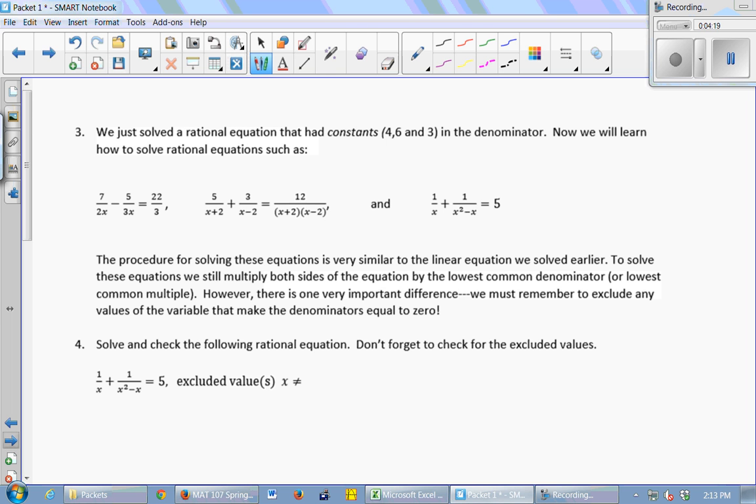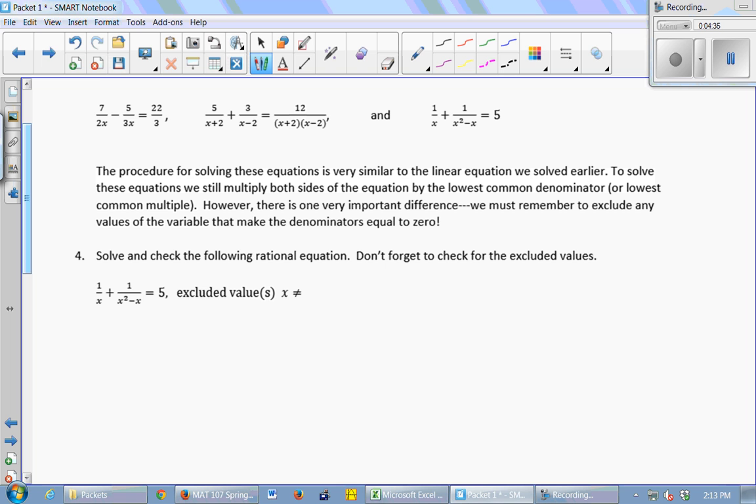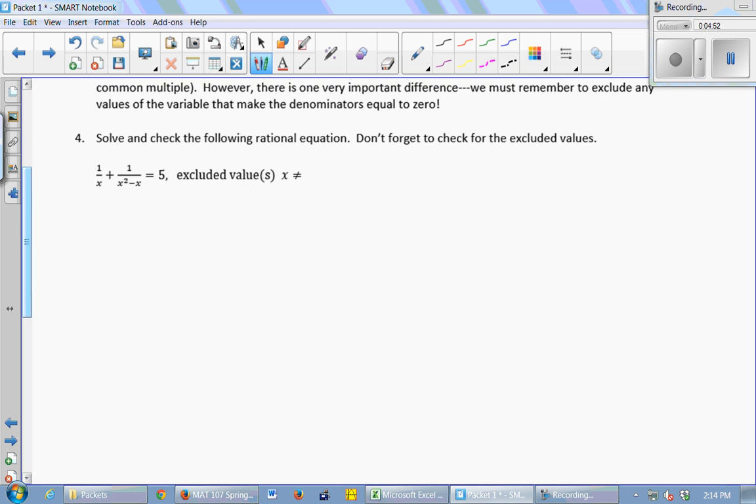So we just solved the rational equation that had constants, 4, 6, and 3 in this case, in the denominator. Now we're going to learn how to solve rational equations where the denominators aren't just numbers, but maybe also unknowns, like x. The procedure is very similar to the one we just did. We're going to multiply both sides of the equation by the lowest common denominator, but there's one very important difference. We have to remember to exclude any values of the variable that make the denominators 0.